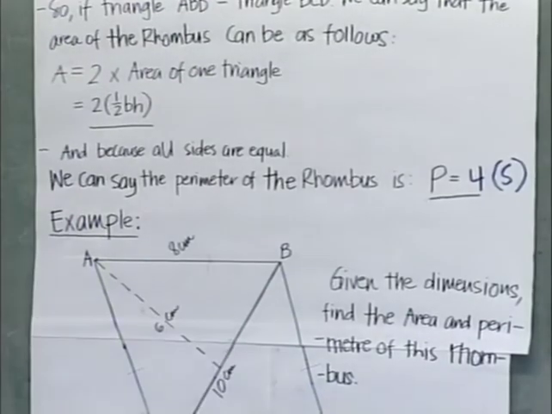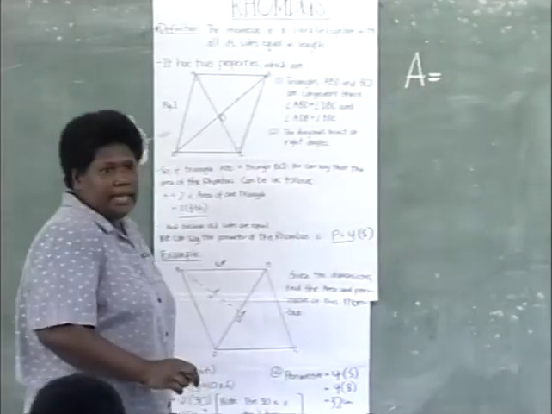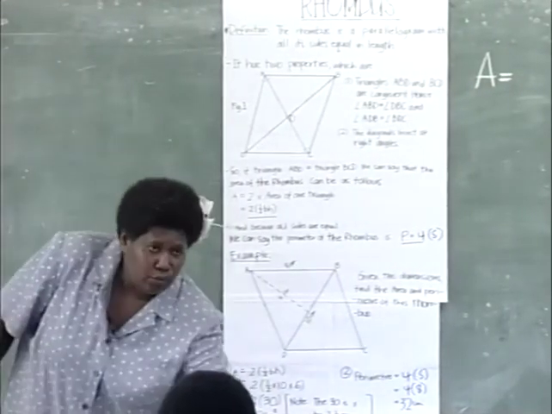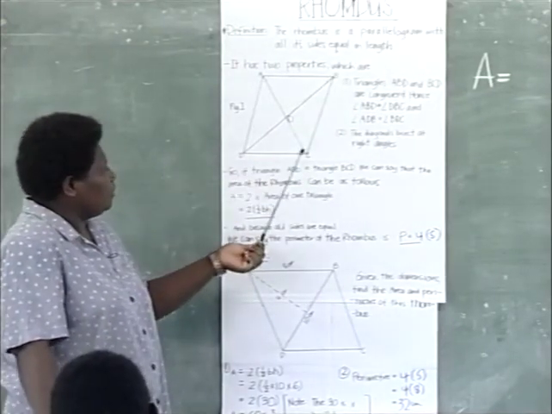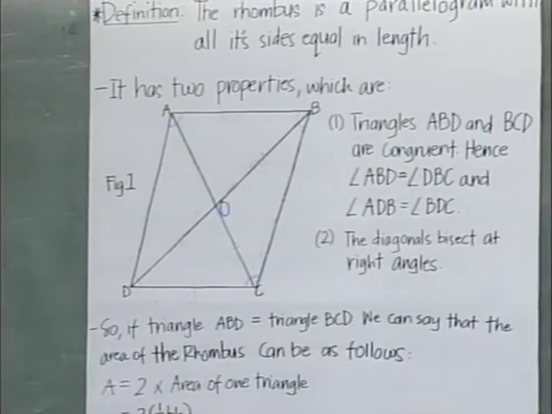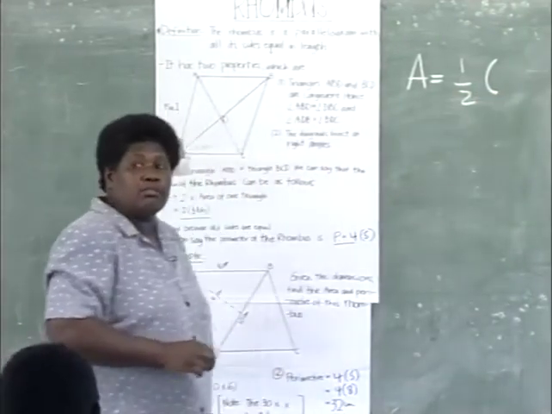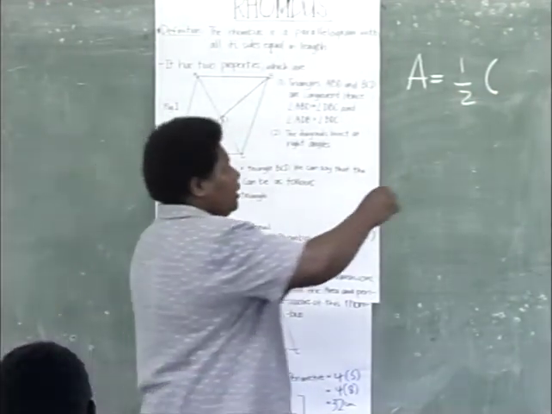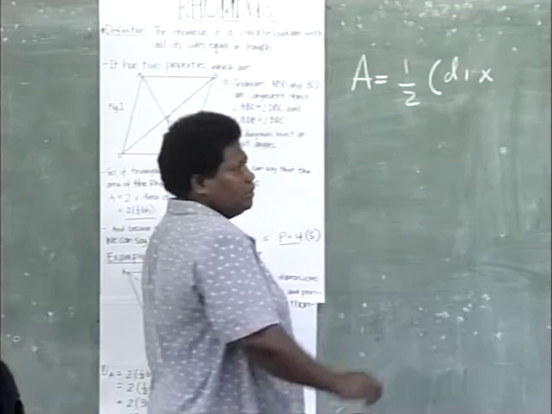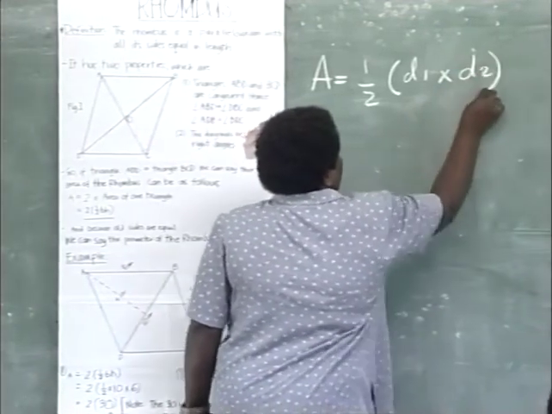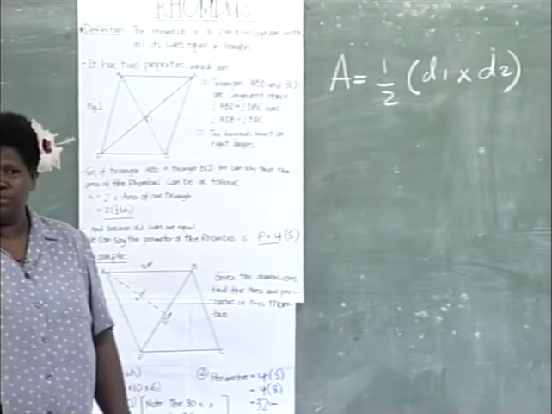Now, there is another formula that we can use to find the area of a rhombus. If you know the length of this diagonal and the length of this diagonal, the area is actually equal to half of the product of the two diagonals. So if I call one diagonal diagonal 1 and the other one diagonal 2, then the area of a rhombus is equal to half of diagonal 1 times diagonal 2.